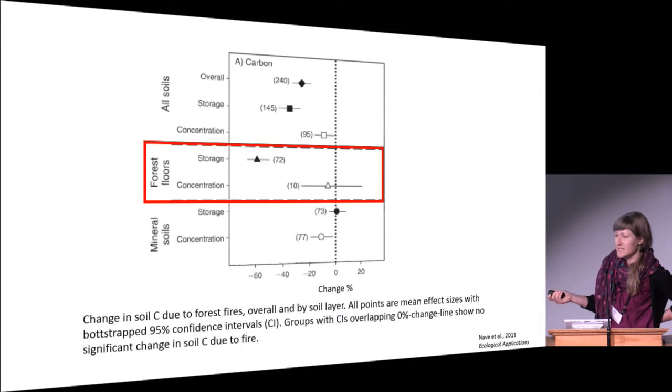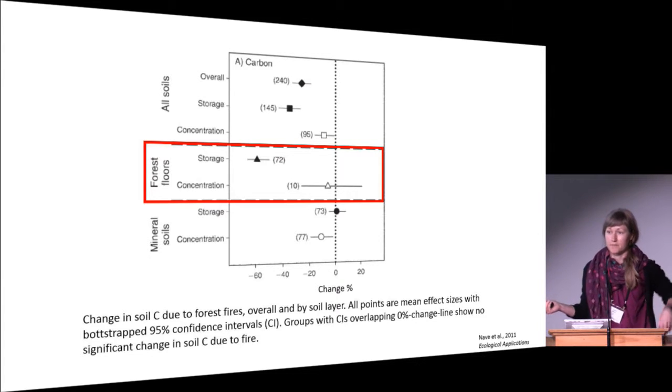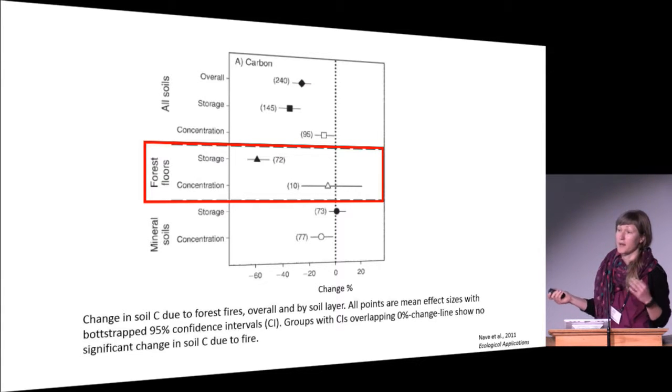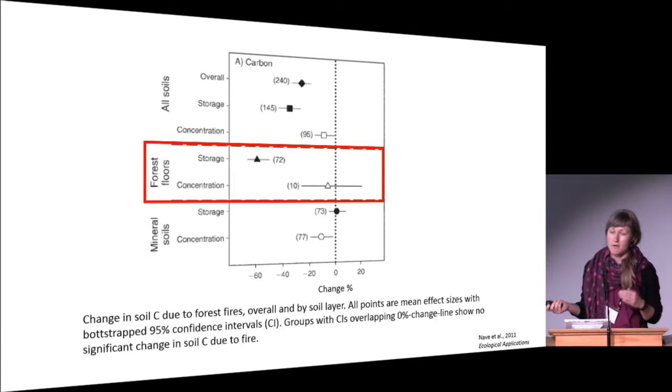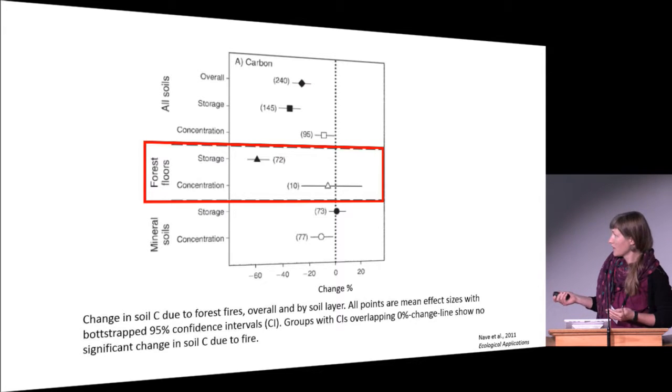And basically what this study did was look at all this, compiling all the data from studies looking at fire effects on soil organic carbon. The triangles and points indicate means, and the whiskers are the 95% confidence intervals. If they cross the 0% line, that means there's no significant difference between burnt and unburnt. If they don't cross, that means there is a significant difference.